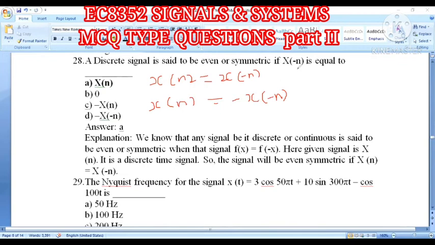Now your question is about the even symmetric case. So x of minus n is equal to x of n, and option A is the correct one. If you still get confused, I'll draw the x of n signal, n versus x of n. So this is x of n, amplitude level is 1. x of minus n means the opposite direction. So this is x of minus n, this one is x of n, and it satisfies this condition.